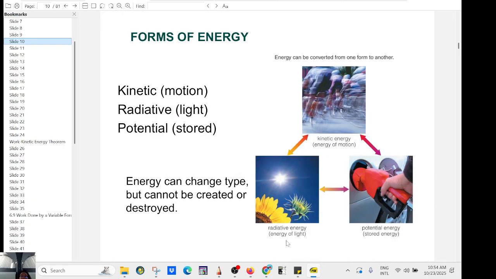BTU, they are still using that. Forms of energy. So you have kinetic energy. We're going to focus on that. Energy of motion. It's going to be proportional to the mass and to the speed squared. That's why it's a killer. If you multiply the speed by 3, kinetic energy will be multiplied by 9. So don't drive too fast.